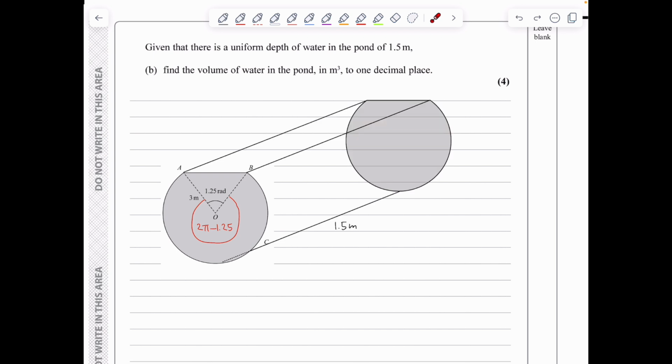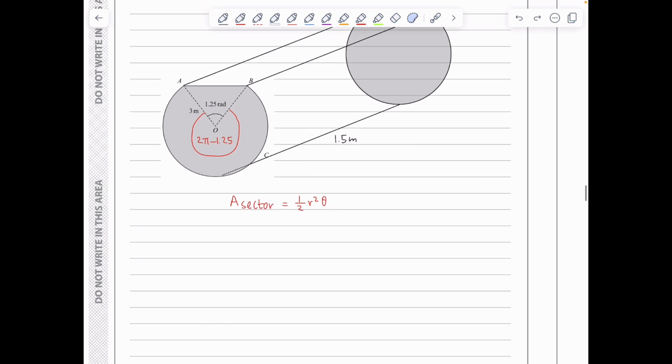Well, we know that we need to do the area of the triangle here and the area of the major sector over here. That would be the cross-sectional area, and if we multiply this by 1.5, which is the length, this will give us the volume. So we can start by reminding ourselves that the area of a sector is given by half r squared theta if theta is in radians, and the volume is given by the cross-sectional area times the length.